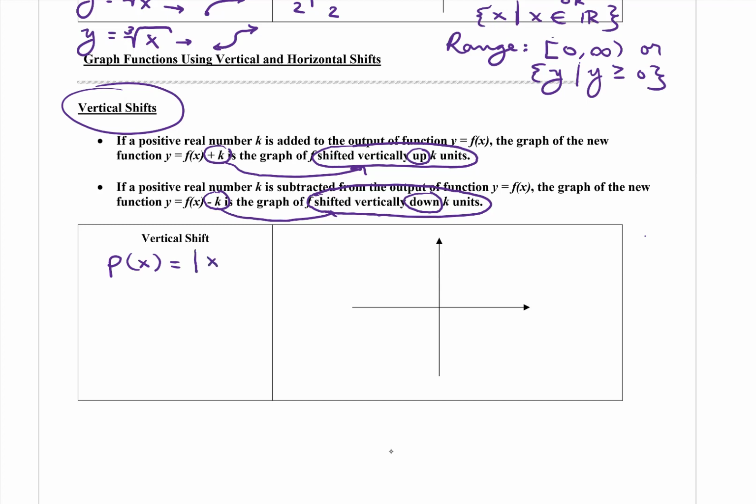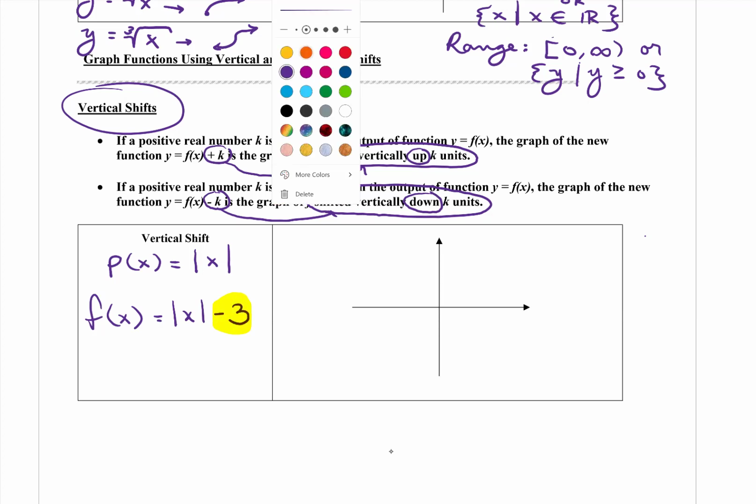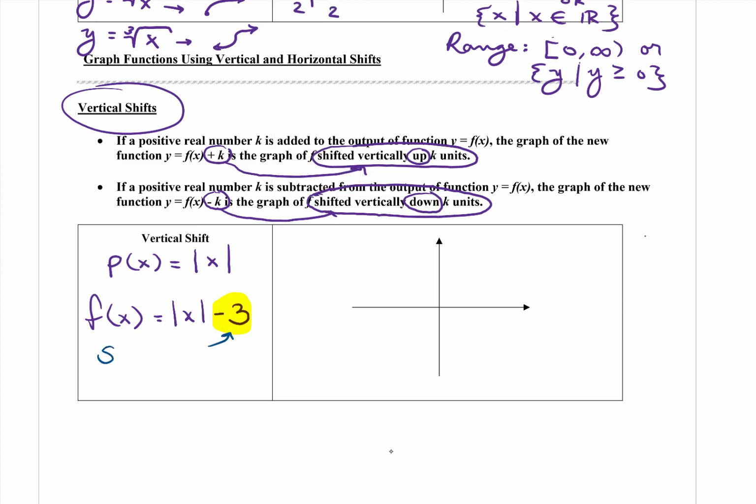So let's refer back to our parent function, p of x is equal to the absolute value of x. I'm going to transform this function by subtracting 3 from it. I'm going to call this f of x. Since I'm subtracting 3 from the absolute value of x, I'm transforming the parent function, because what I'm actually going to do to that parent function is shift p of x equal to the absolute value of x down 3 units.